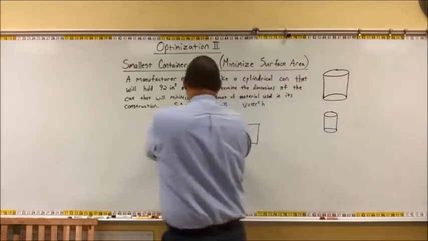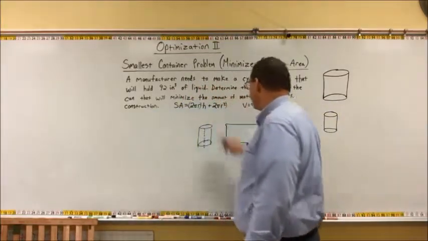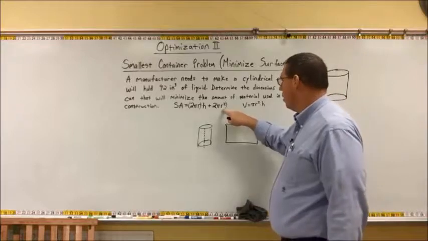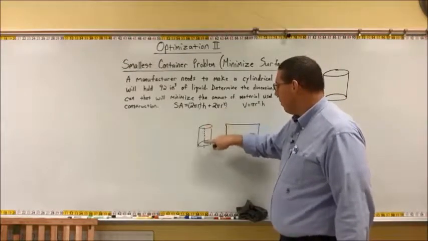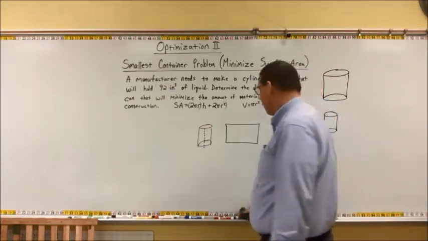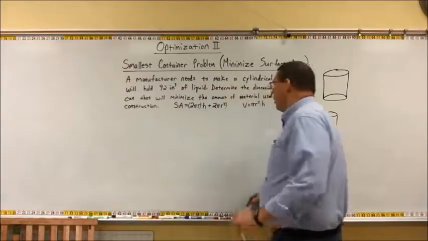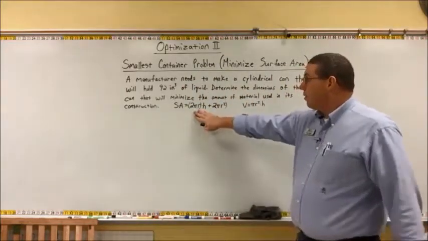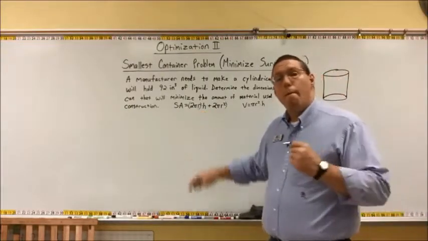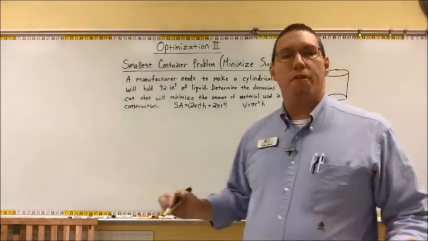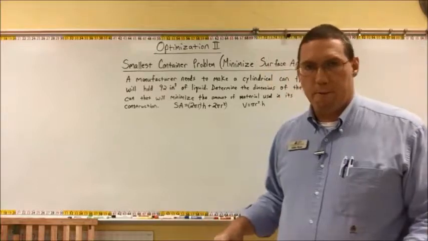Okay? So 2 pi r h, and then add to that 2 times pi r squared. That's the top and the bottom of the can. Okay? So that's the surface area. And this is actually the formula that we want to minimize, because we want the surface area to be as small as possible, right?